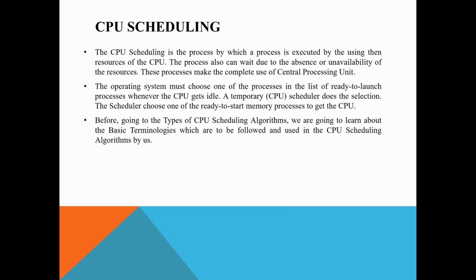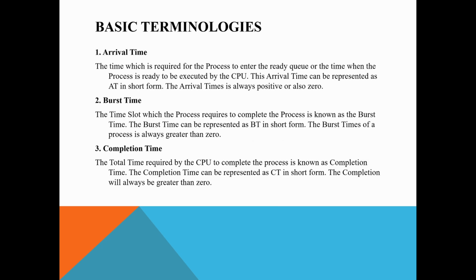The next thing is arrival time. What is arrival time? Every process is in the ready queue for its execution. When it enters the ready queue, that is called the process arrival time. The time when the process is ready to be executed by the CPU is called arrival time. Then burst time. The time slot which the process requires to complete is known as the burst time. If a process is allocated to the CPU, it needs some time to complete its execution. That time is called burst time.